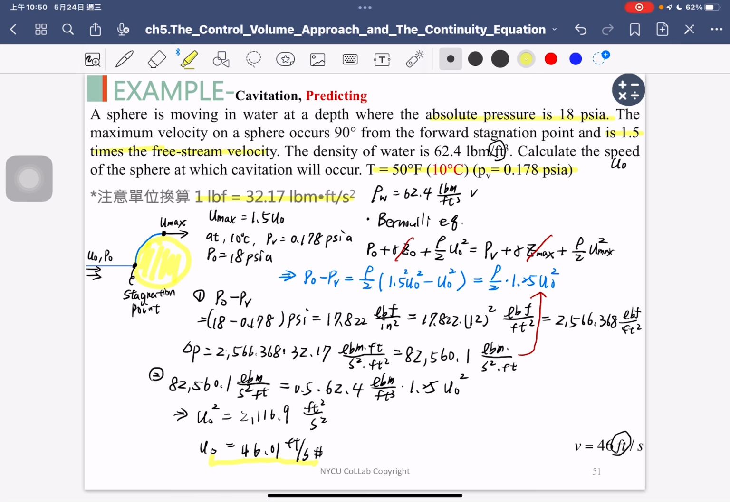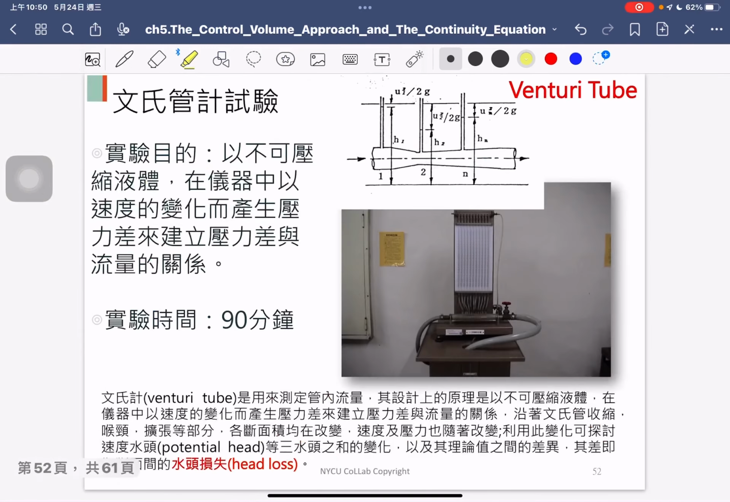Okay, so that's a very good exercise. We can try to practice how we can predict the cavitation phenomena. Okay, so in the next semester we have a Venturi tube experiment. So the idea is you have the tube. You can draw, there is the tube.